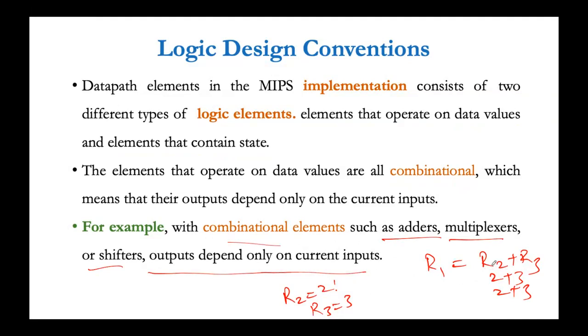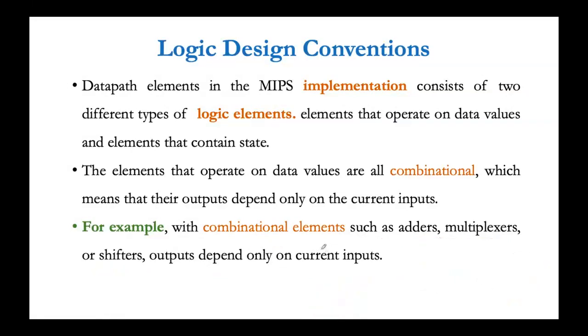So the output of these combinational elements depends upon the current input. If any of these inputs change, say R2 is 3 and R4 is 3, then the output changes. If there is no change in the inputs of the combinational elements, then there is no change in the output at the destination.